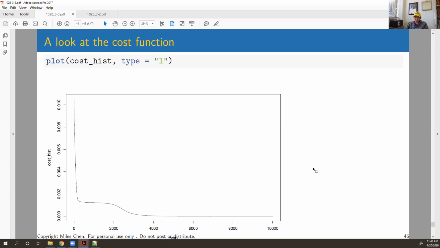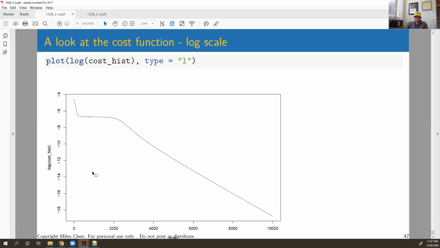If you look at the log of the cost history, we see huge drops here. Again, there's that flattish region where there's very little change. And around the 2000th iteration, it drops off again. Then this straight line indicates that we're reducing our cost by a constant factor, probably knocking off around 2% to 10% with each iteration. It's a constant rate, whatever it is.